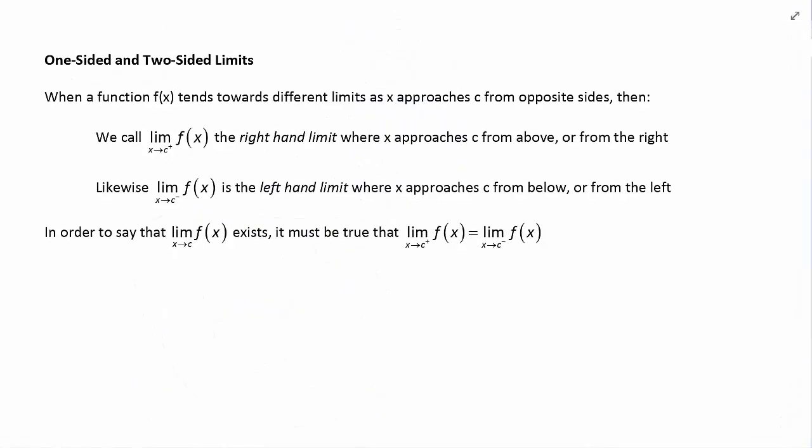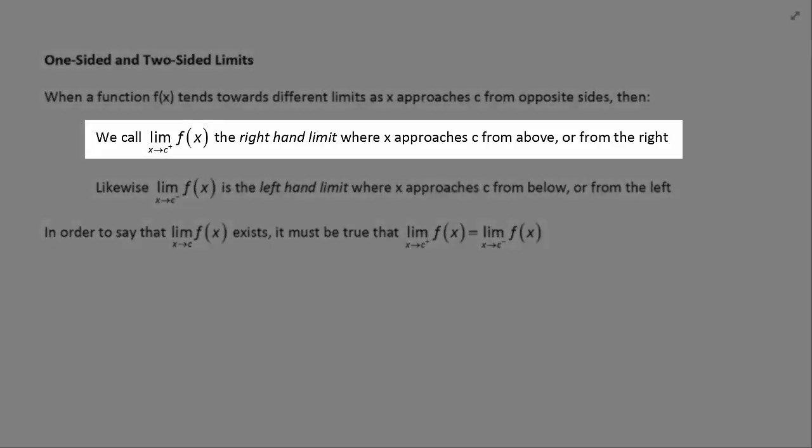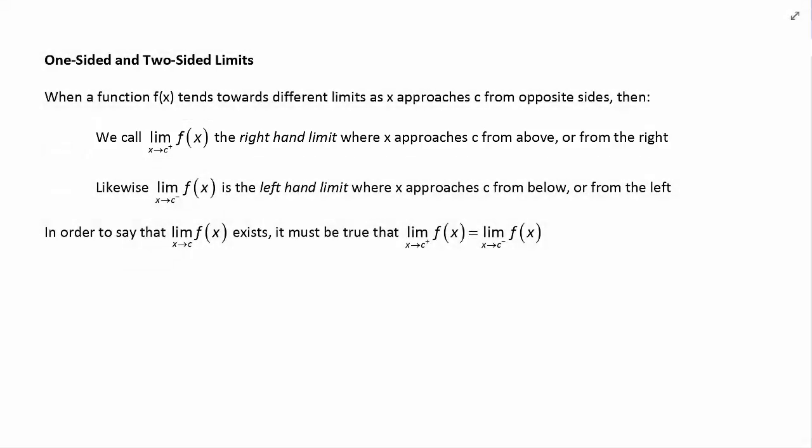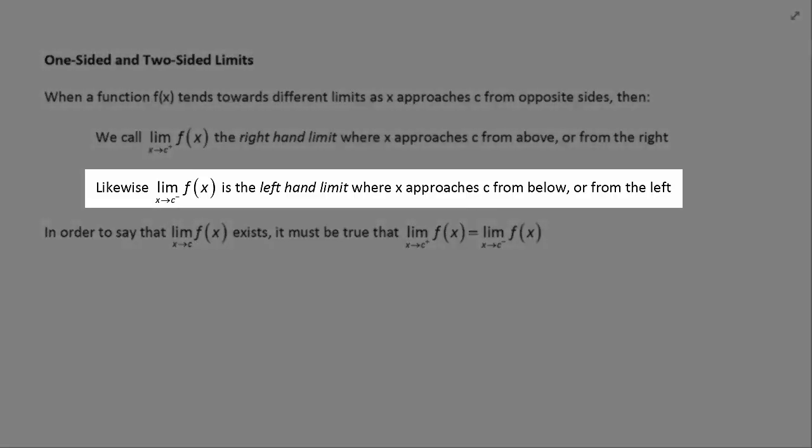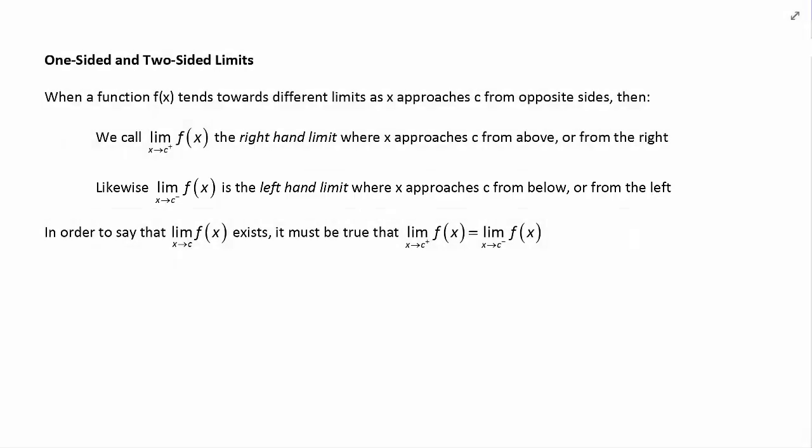We need to explore the concepts of one-sided and two-sided limits. When a function tends towards different limits as x approaches c from opposite sides, we consider the limit of f of x as x approaches c from the right. Notice a little plus sign there. We call this the right-hand limit, where x approaches c from above, from greater values. That's why we have the plus there. And likewise, the limit of f of x as x approaches c from the left, from below, we put the negative sign there. This is called the left-hand limit.